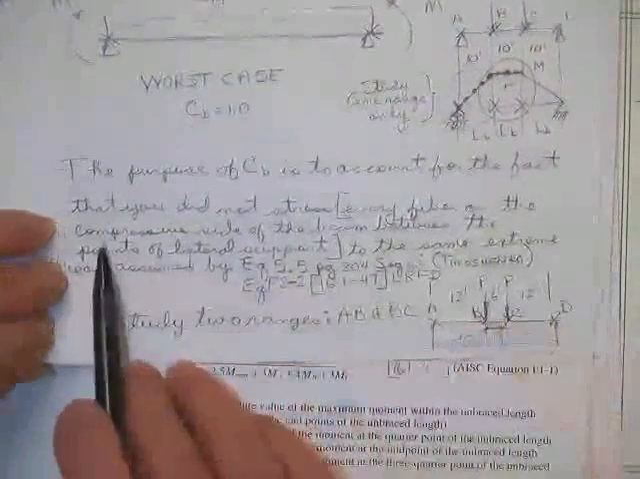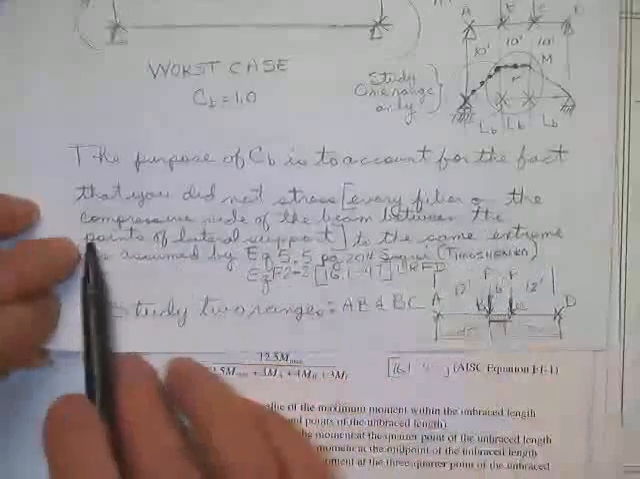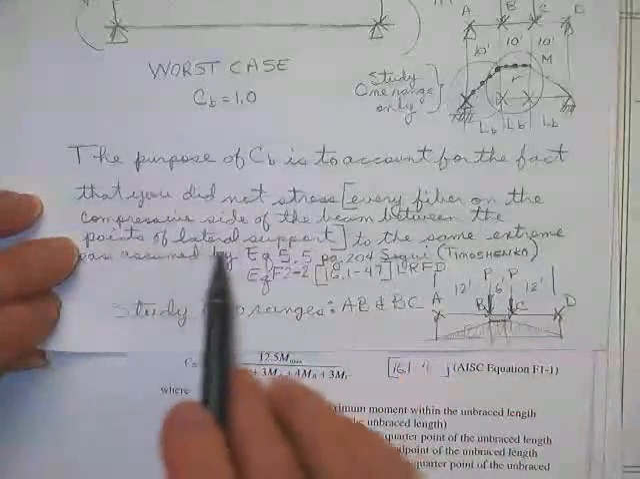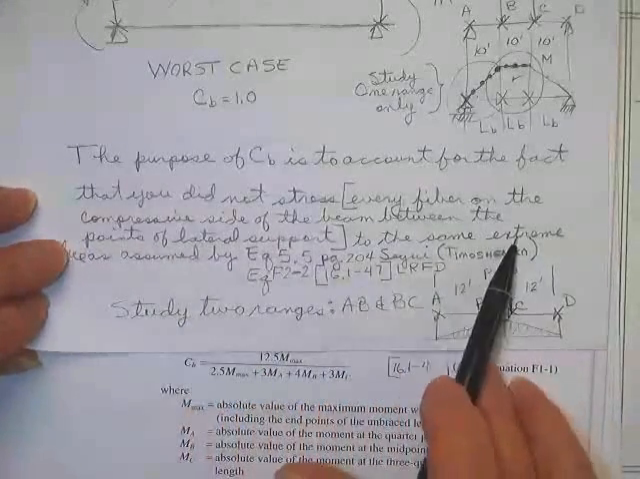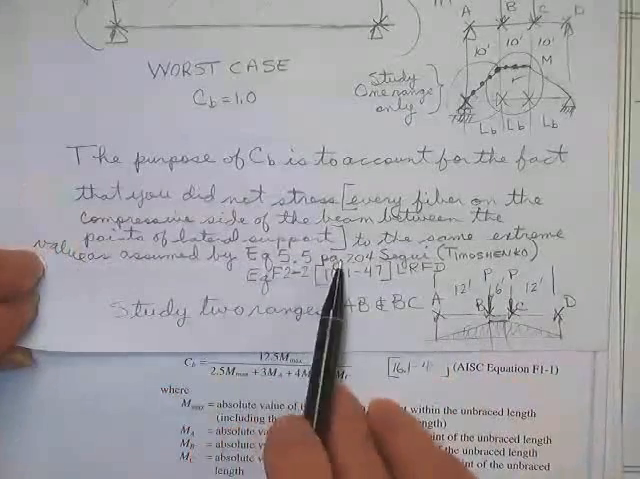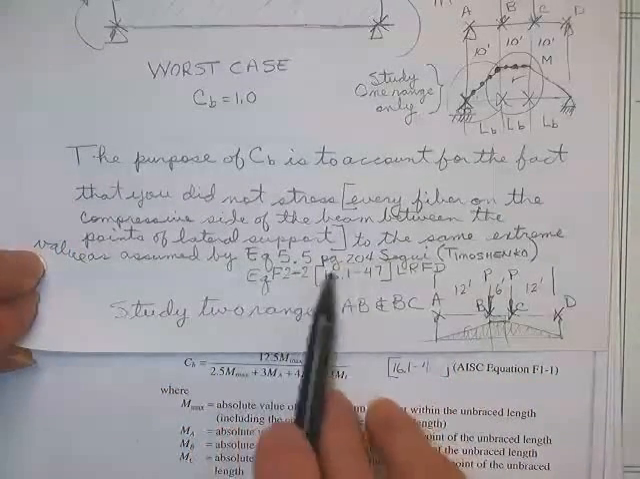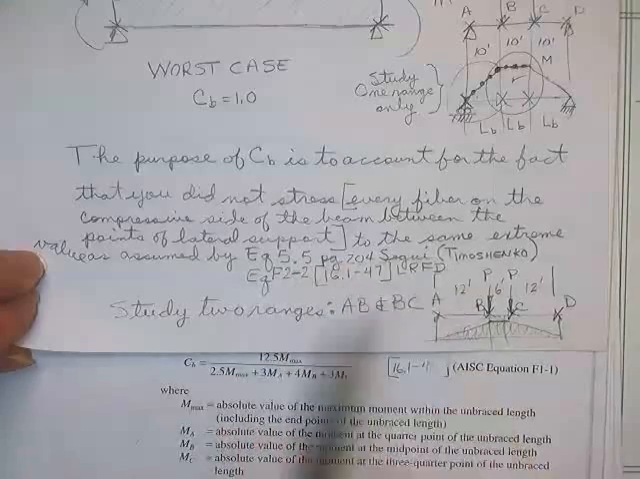The purpose of Cb is to account for the fact that you did not stress every fiber on the compressive side of the beam between the points of lateral support to the same extreme values as assumed by the equations on these pages.